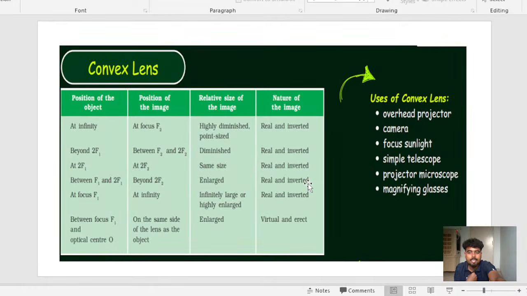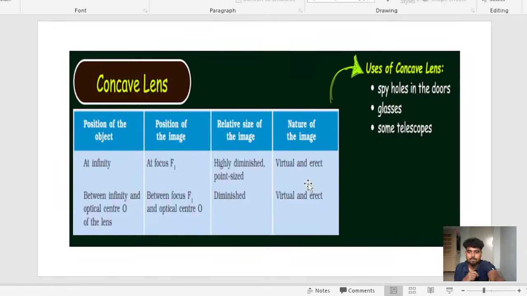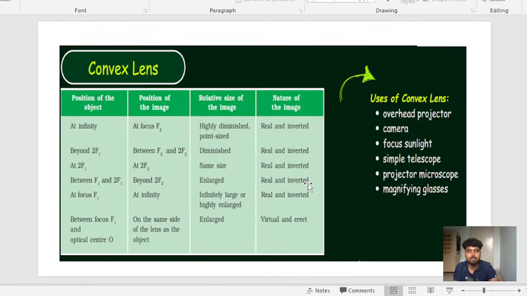Now we are moving to the lens. Okay. Uses of concave and convex lens. Uses of concave and convex lens. Now, what are the things you want to remember? Uses of convex lens. What are the uses of convex lens?